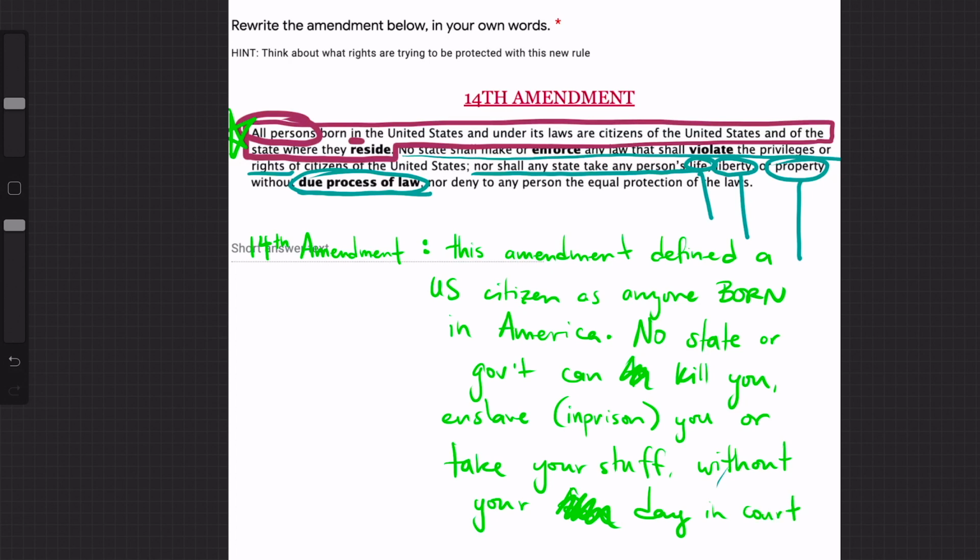Again, if you guys are having issues with the way I'm breaking this down in terms of understanding it, please, please, please let me know and get into contact with me. Okay, we have one more that we need to break down, so let's go ahead and get to it.